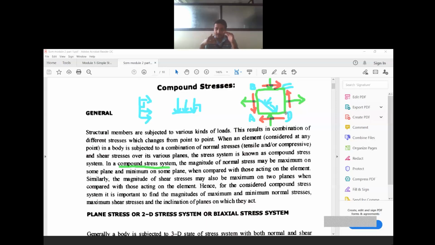If both are applicable, if shear force is also applicable, then the resultant normal and tangential stress will be acting in some plane which is not in perpendicular directions. It will be in some inclined direction. So because of this, I shall show you with this diagram here.